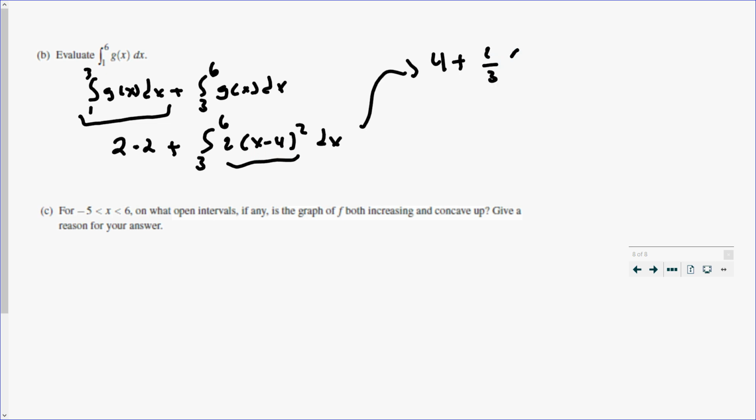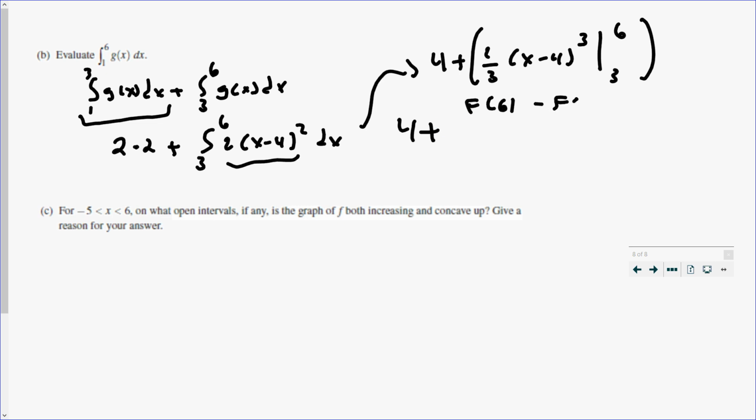That's going to give us 2/3 (x minus 4) cubed, and we're going to evaluate this part from 3 to 6. Now be careful, this is a whole other problem. That 4 is independent. So we would get 4 plus, and then doing the f of 6 minus f of 3 bit. Let's see here. Plug in the 6. Let's see what we get. 6 minus 4 is 2 times 2, so that's going to give us 4 thirds cubed minus plug in the 3. That's going to give us negative 1.